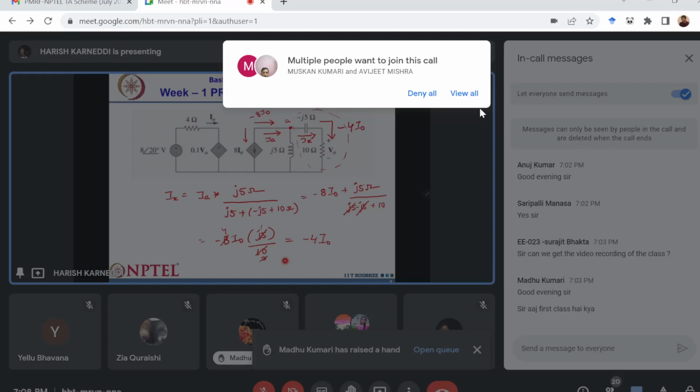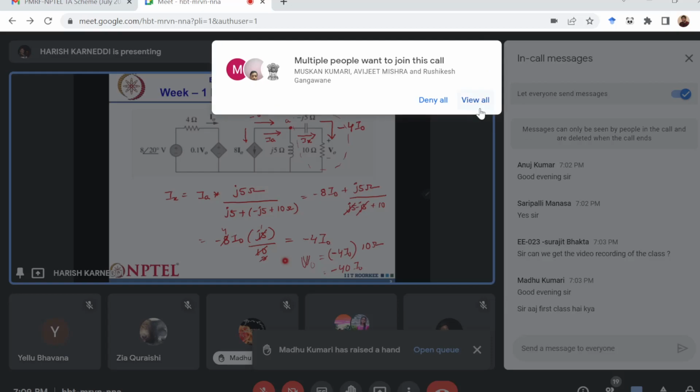Okay. What is the voltage from Ohm's law? V naught equal to I into R, right? What is the I here? It is minus 4 I naught into what is the R here? It is a 10 ohm. So that V naught equal to minus 40 I naught. I hope it is clear. This is equation number 2.